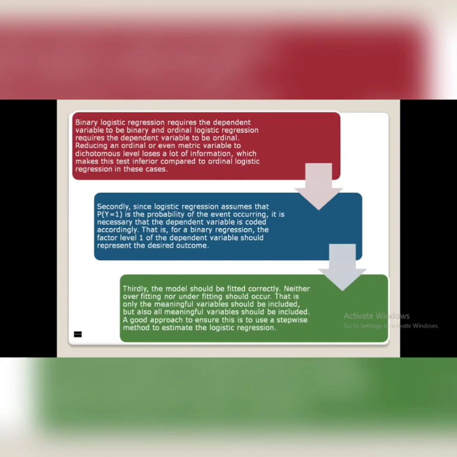Secondly, since logistic regression assumes that P(y=1) is the probability of the event occurring, it is necessary that the dependent variable is coded accordingly. That is, for a binary regression, the factor level 1 of the dependent variable should represent the desired outcome. Thirdly, the model should be fitted correctly. Neither overfitting nor underfitting should occur. That is, only the meaningful variables should be included, but also all meaningful variables should be included. A good approach to ensure this is to use a stepwise method to estimate the logistic regression.